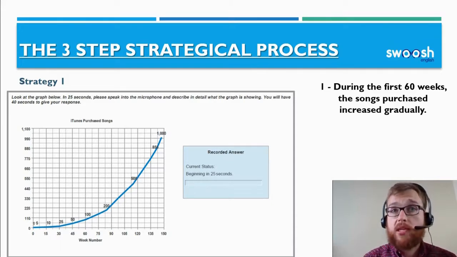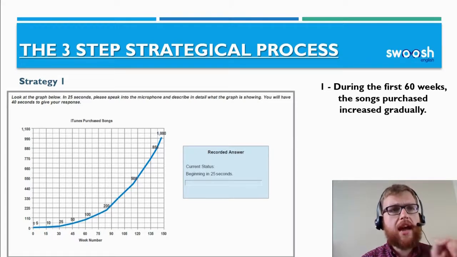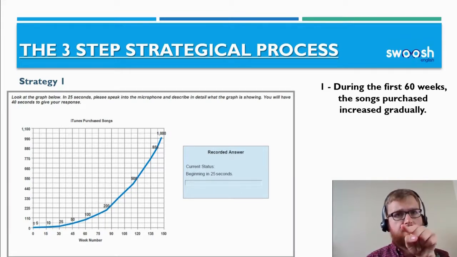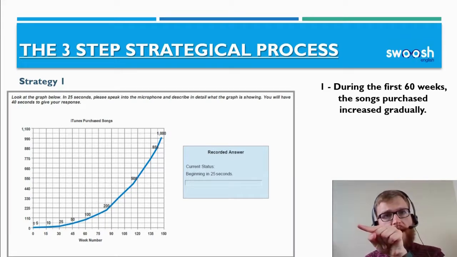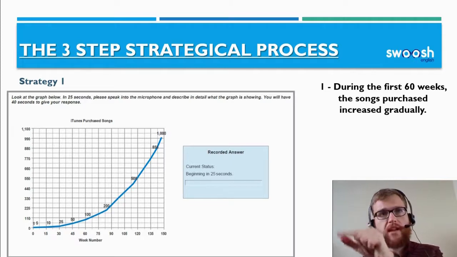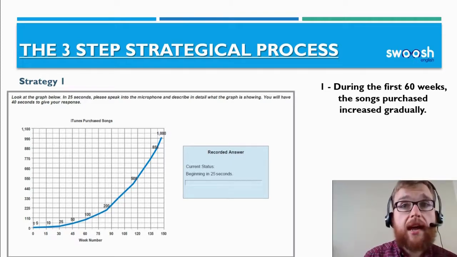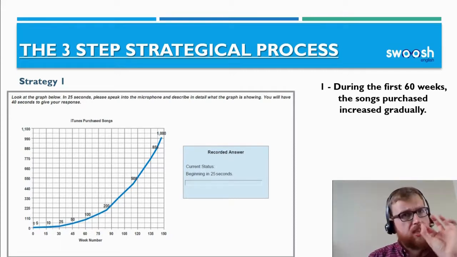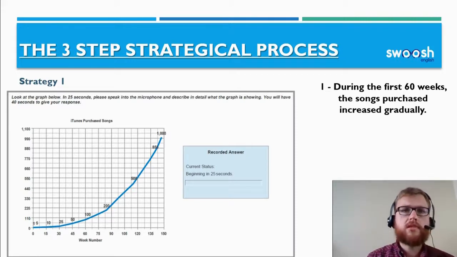But as we can see, during the first 60 weeks, the song purchases increased gradually. So if you look along your x-axis from 0 to 60, the line is quite flat at first. It starts off quite flat and then it starts to flick up. So we can say that chart trend is a gradual increase. It's not a large increase. It's also not very flat. We can see a small gradual increase.